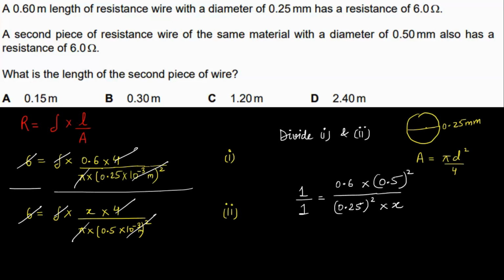So we know this is 4 times, because 0.25 into 2 times is 0.5, so this is 4 times. Now x is equal to 0.6 times 4, which is equal to 2.4 meters. So you can see that there is an option which is 2.4 meters.